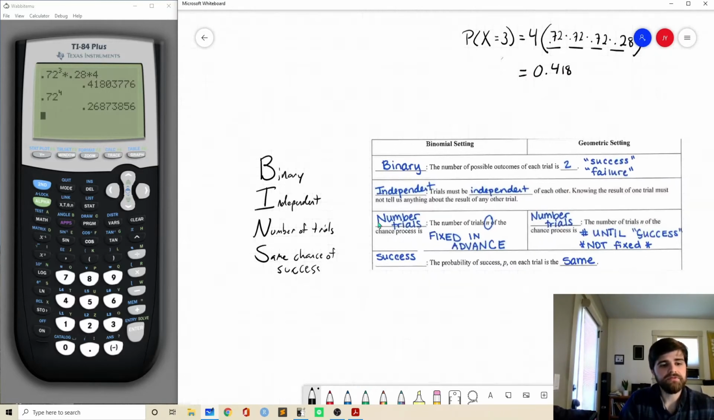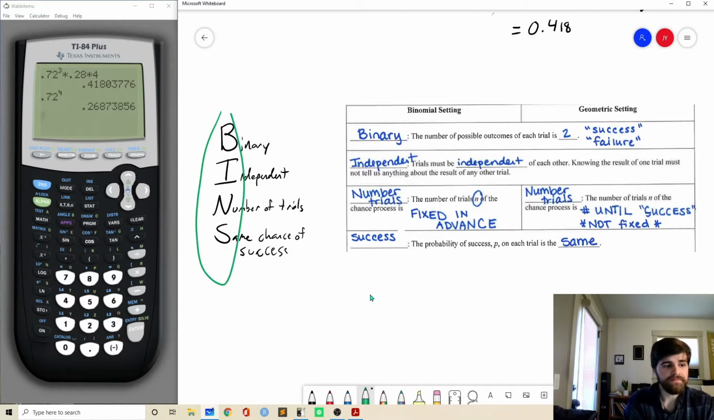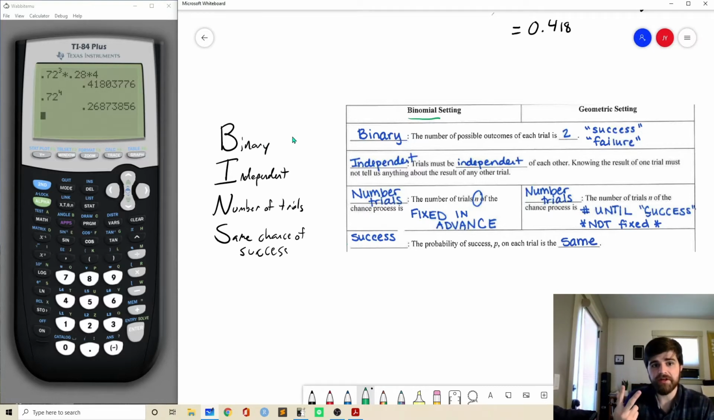Okay, so if I'm presented with a probability problem, and I want to know, can I apply binomial calculations to this? I have a quick way to check and see if this is binomial. I check the BINS. This is going to be our little mnemonic device to help us check and see if a binomial setting is appropriate. So the first thing we check for is binary. Binary just means that there are 2 possible outcomes.